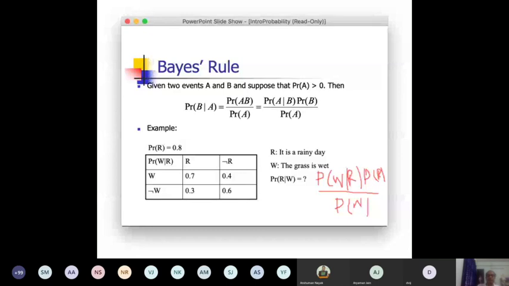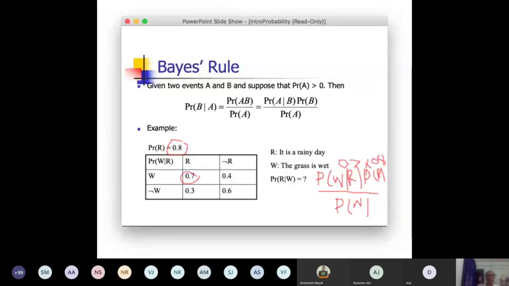Now, probability of W given R is given here. This is the probability of W given R, so this is 0.7. And then you also get probability of R. That is also given. Is it clear? So this is 0.8.